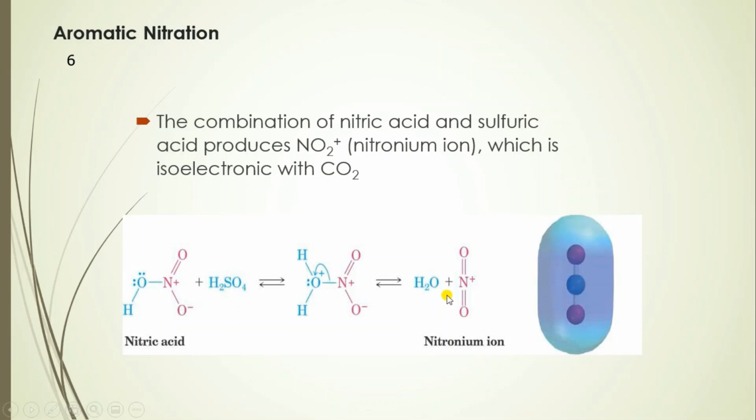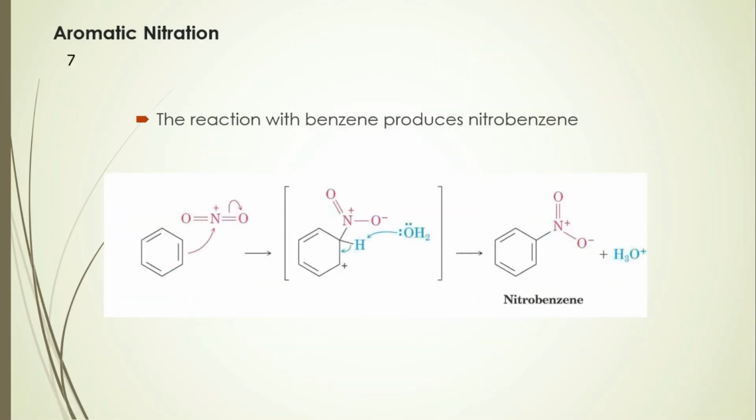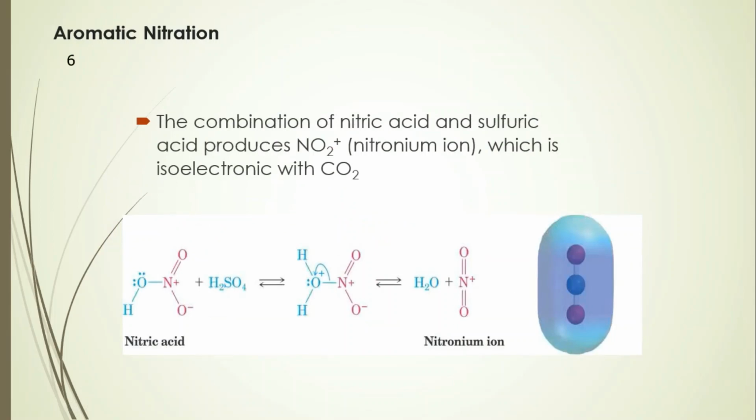The second step is the removal of water from this intermediate, and then there is the formation of the nitronium ion. Remember that each step of this reaction is reversible: the abstraction of the proton to produce the intermediate, and then the intermediate losing the water molecule. All these steps are reversible. What you need to do is remove the water, using the extra sulfuric acid, to avoid the reverse reaction.